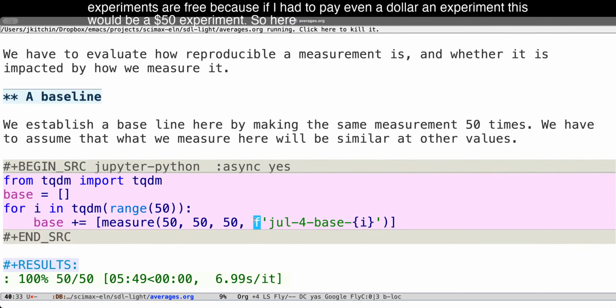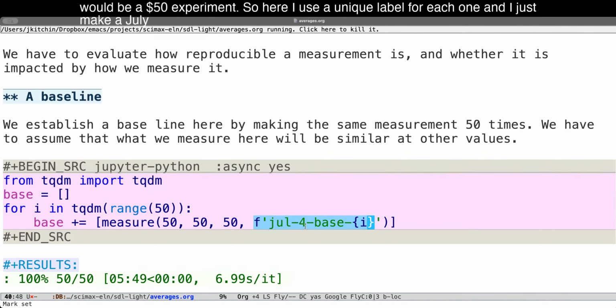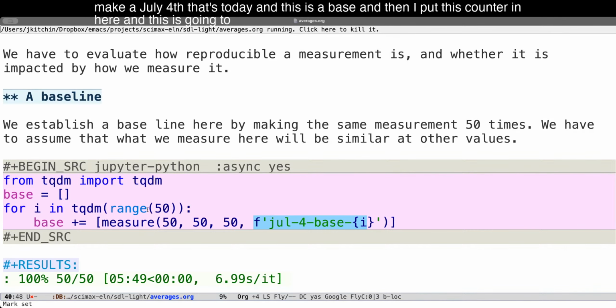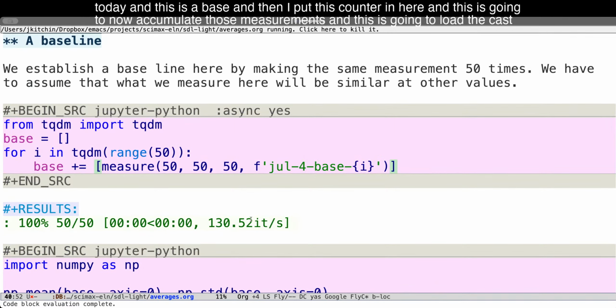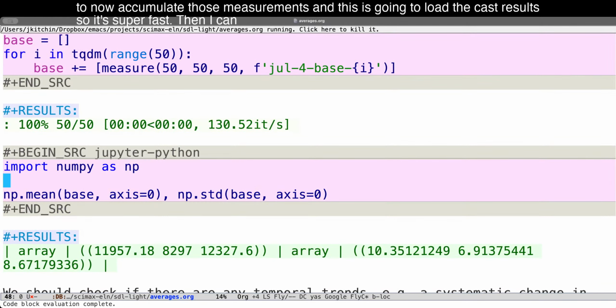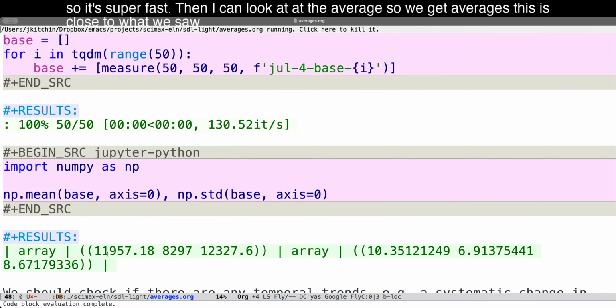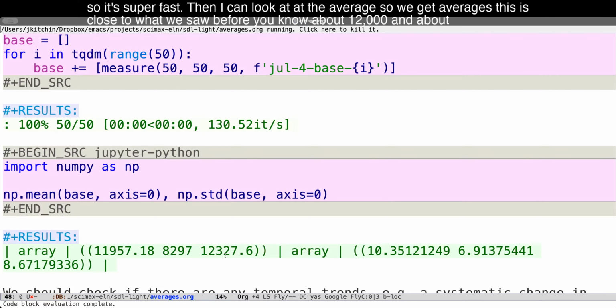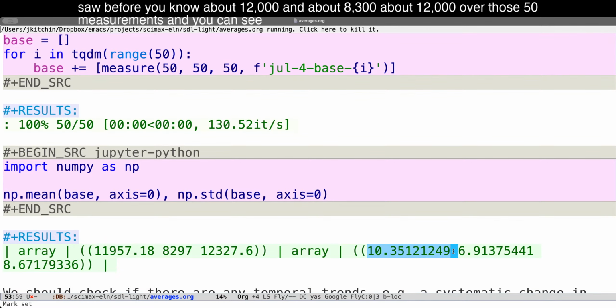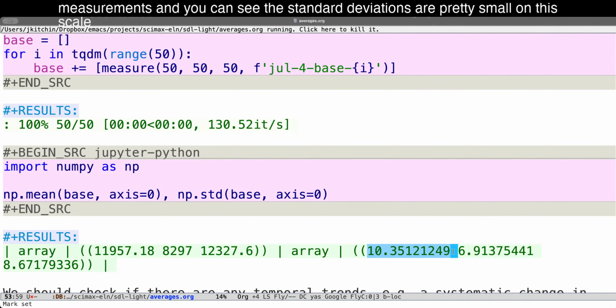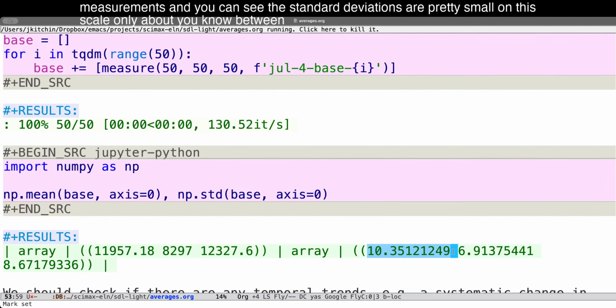Here I use a unique label for each one. I make a July 4th base label, since that's today, and then I put a counter in here, and this is going to accumulate those measurements. It loads the cached results, so it's super fast. Then I can look at the averages. This is close to what we saw before: about 12,000, about 8,300, about 12,000 over those 50 measurements, and you can see the standard deviations are pretty small on this scale, only about 7 to 10.